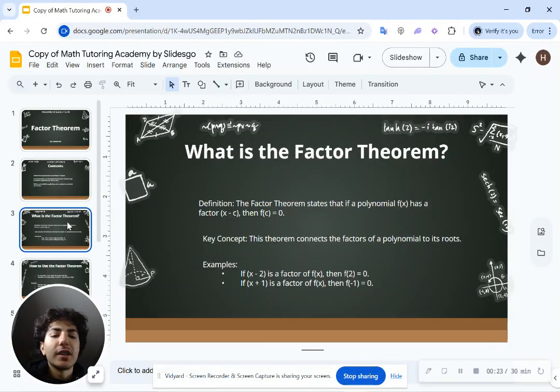The factor theorem states that if a polynomial f(x) has a factor x minus c, then f(c) equals 0. Key concepts: this theorem connects the factors of a polynomial to its roots. Example: if x minus 2 is a factor of f(x), then f(2) equals 0. Another example: if x plus 1 is a factor of f(x), then f(-1) equals 0.